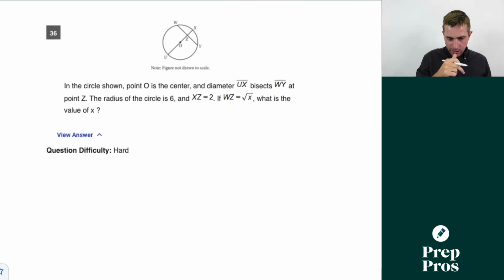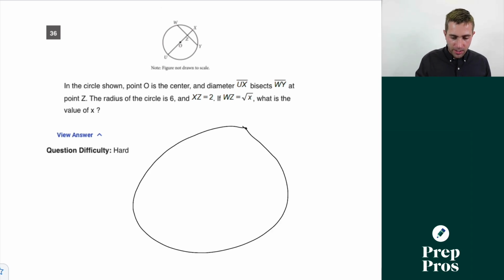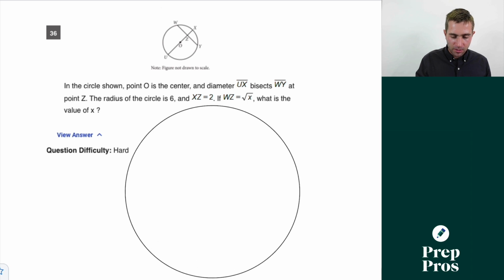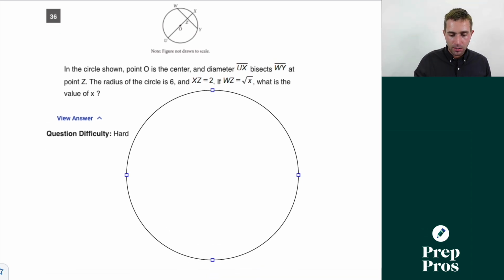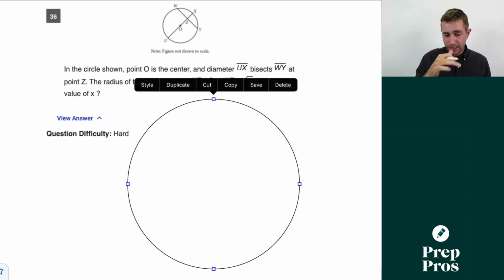All right. Question 36. In the circle shown, so I'll end up redrawing this so we can hopefully follow along a little bit here. So I'll try to draw a decent little circle here. Cool. All right. In the circle shown, point O is the center and diameter UX bisects WY at point Z. The radius of the circle is 6 and XZ is 2.